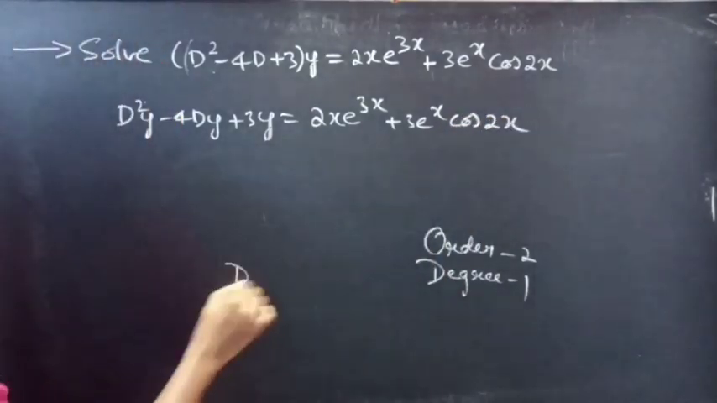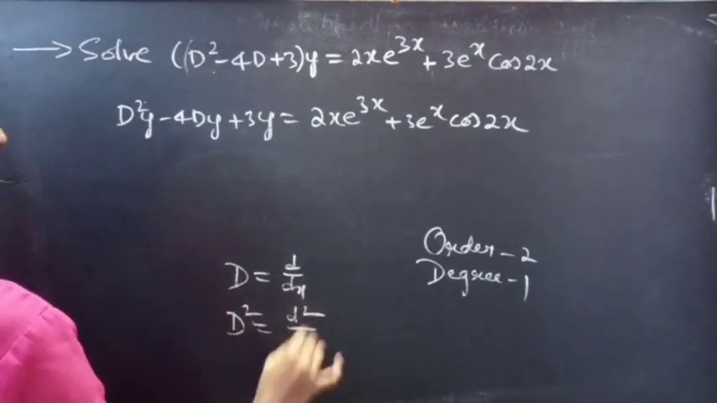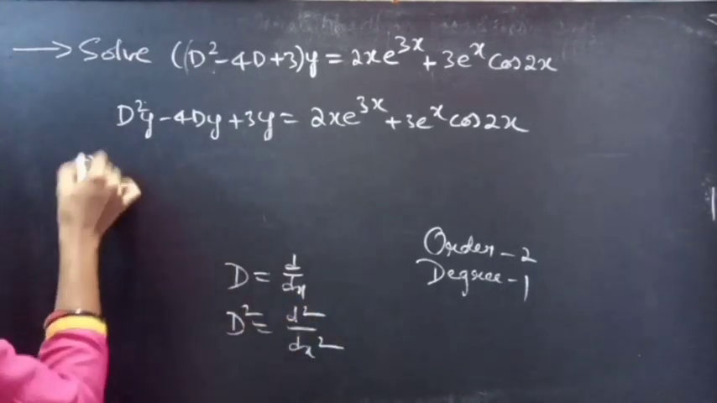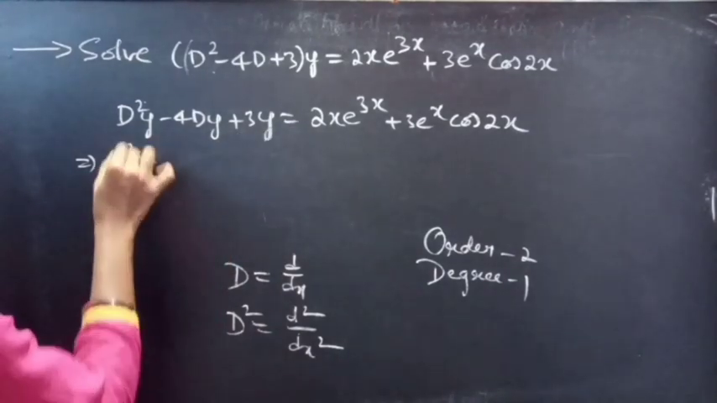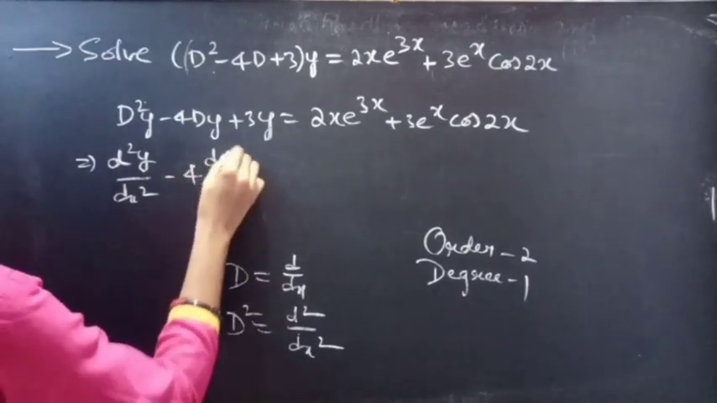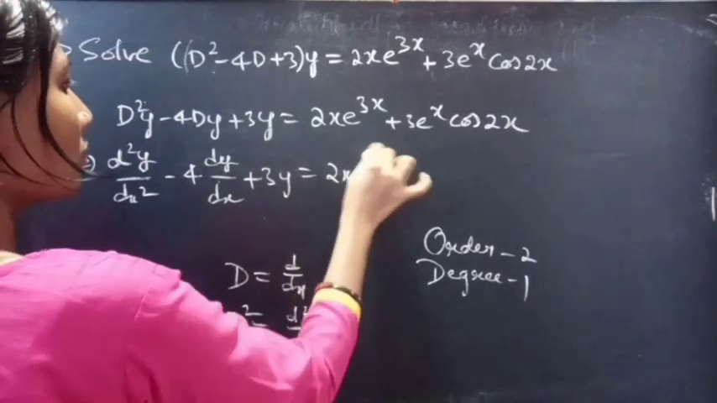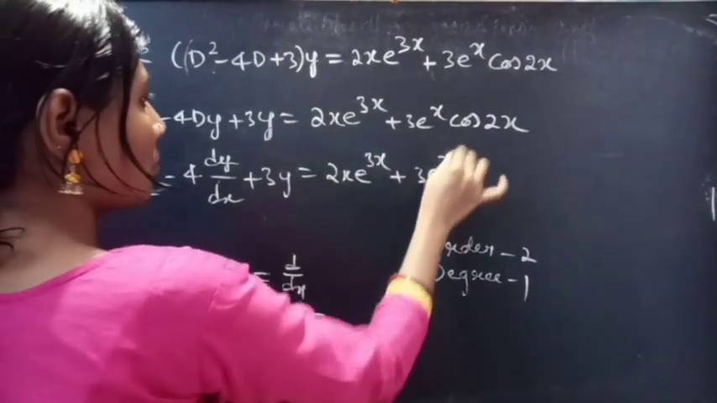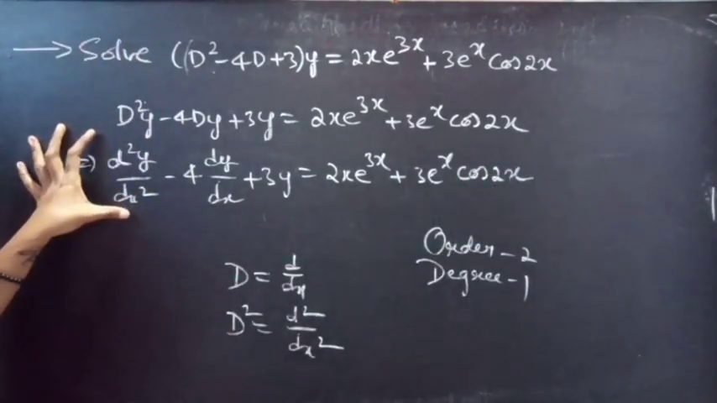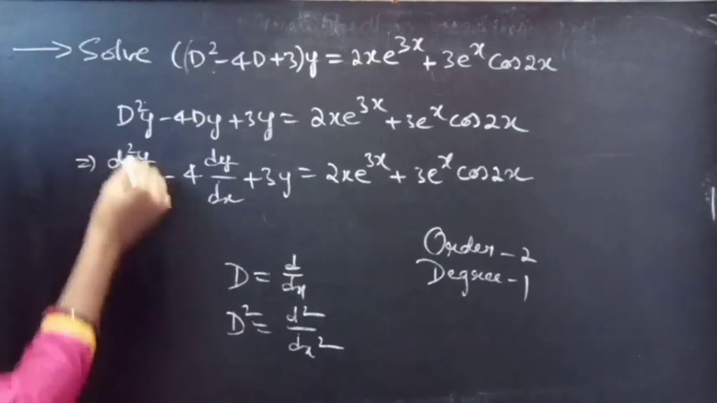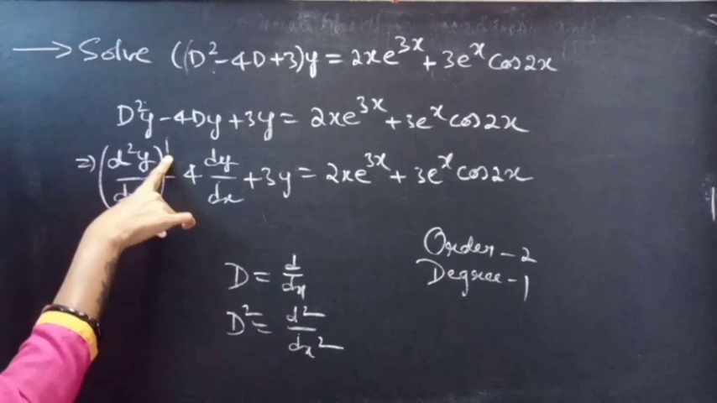We know that D is a differential operator. Now let's write the equation as d²y/dx² − 4 dy/dx + 3y = 2x e^(3x) + 3 e^x cos 2x. Here d²y/dx² is the highest derivative, so our order will be 2, and the highest power of the highest derivative is the degree. Degree is 1.